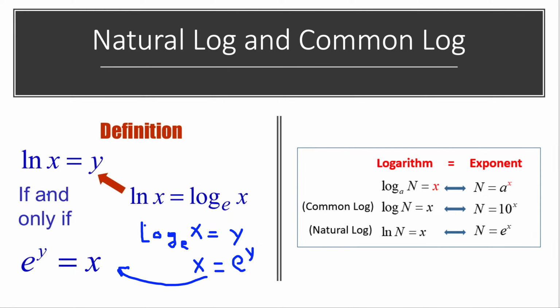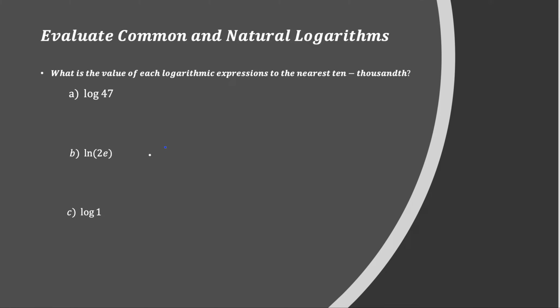So it means when we have ln x equal to y, x is going to be equal to e in exponent y. So this is how we can convert from the natural log into the exponential form. Let's take some examples now.